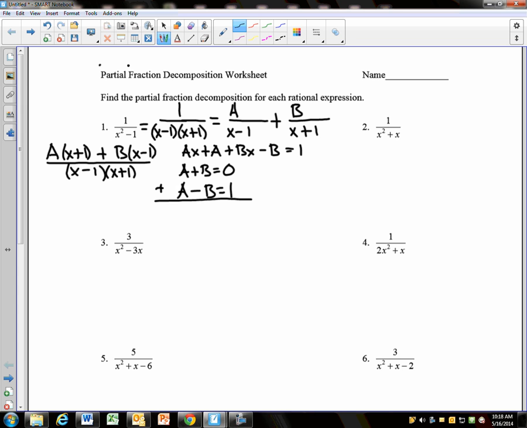Let's just use elimination. What's A plus A? 2A. What's B plus negative B? 0. And what's 0 plus 1? So what is your A value? What's your B value?